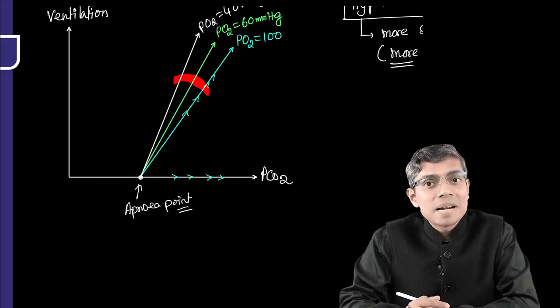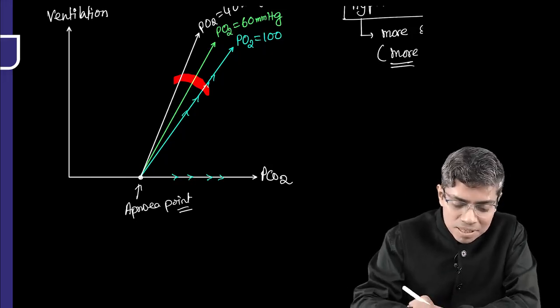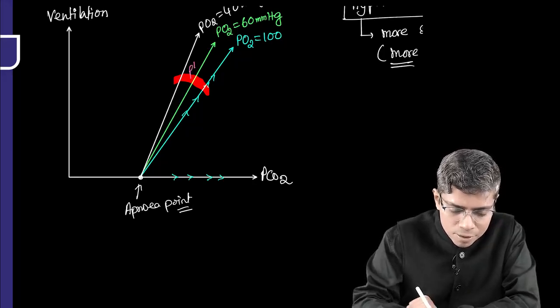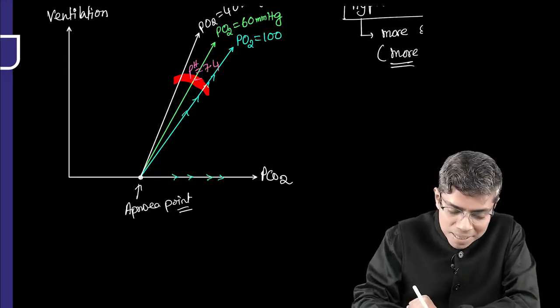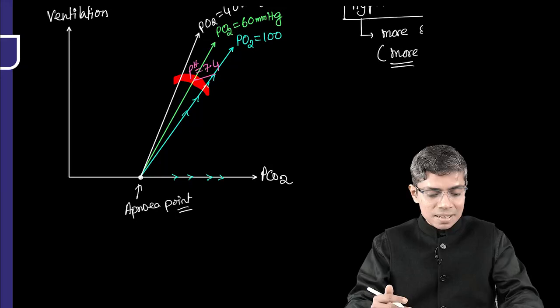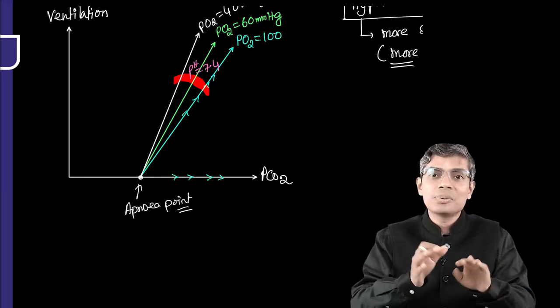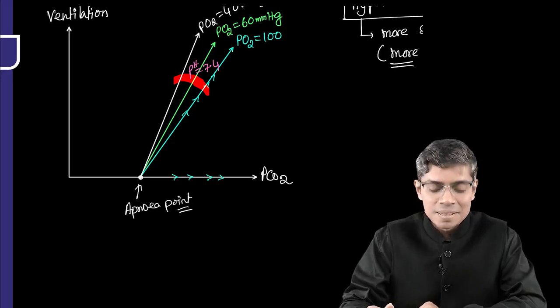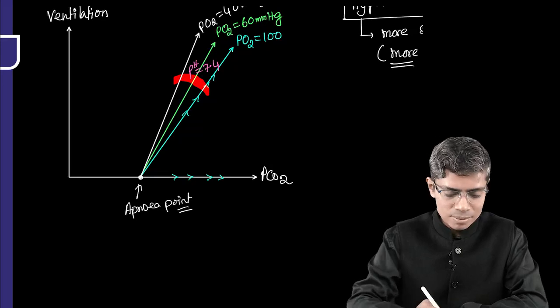If there is acidosis, there will be additional stimulation. So suppose all this curve has been plotted with a pH of 7.4, right? Now, if there is additional acidosis, means hypercapnia, hypoxia along with acidosis, all the three stimuli are present in the body, then a similar kind of curve will be seen.